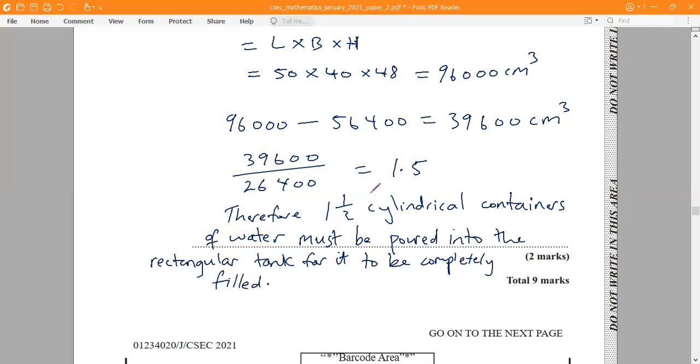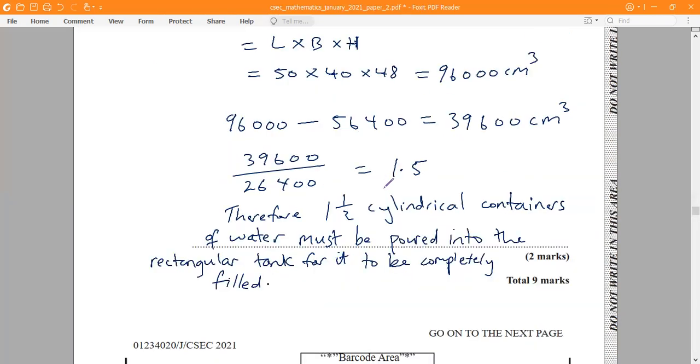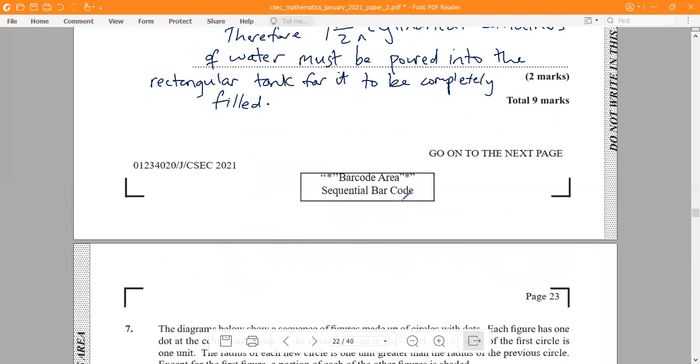So 1.5 cylindrical containers of water. Is this all clear? Okay, so 1.5. I'll just put in more. 1.5 more cylindrical containers of water must be poured into the rectangular tank for it to be completely filled. That's the answer for number 6.